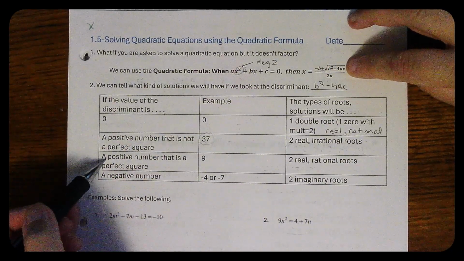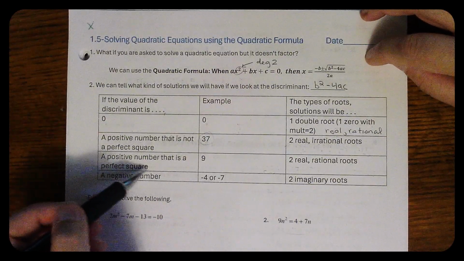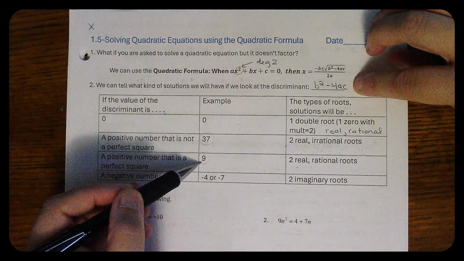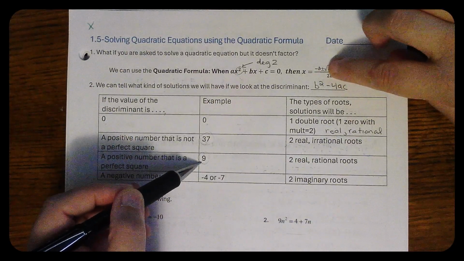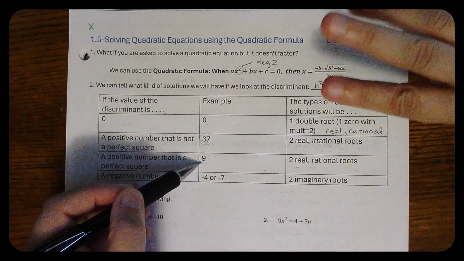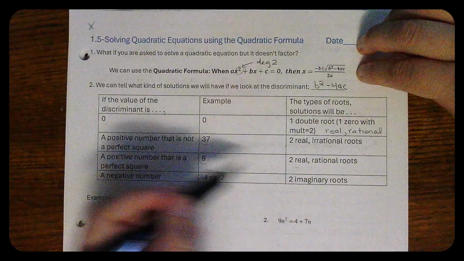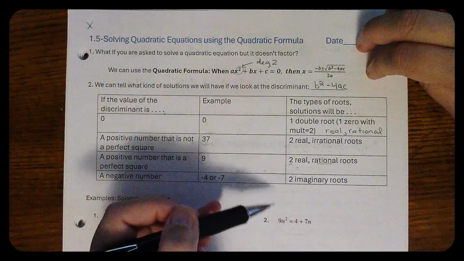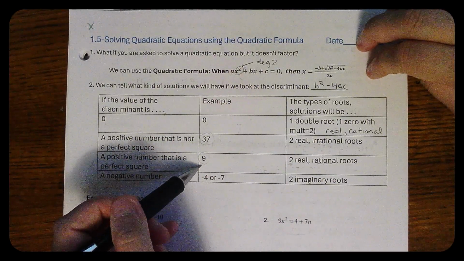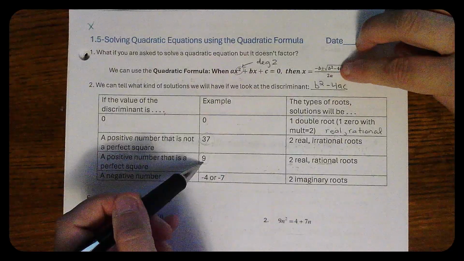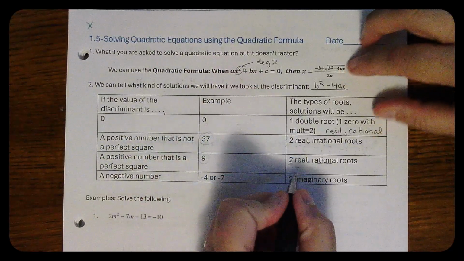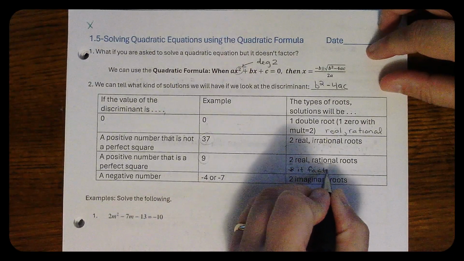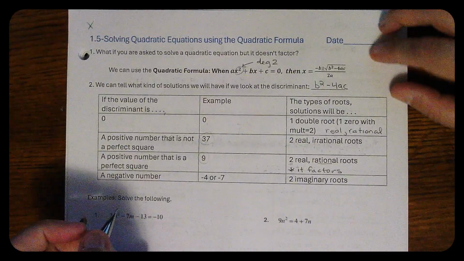Let's look at this one. If you get a positive number that is a perfect square, let's say you do b squared minus 4ac and you get 9. Because of the location under the radical, the square root of 9 is 3. So that means it's going to be rational. And plus 3 and minus 3 are going to give you two different answers. So if you have a perfect square underneath the radical, you're going to get two real rational roots. And what that means is you could have factored that quadratic to solve in that way.